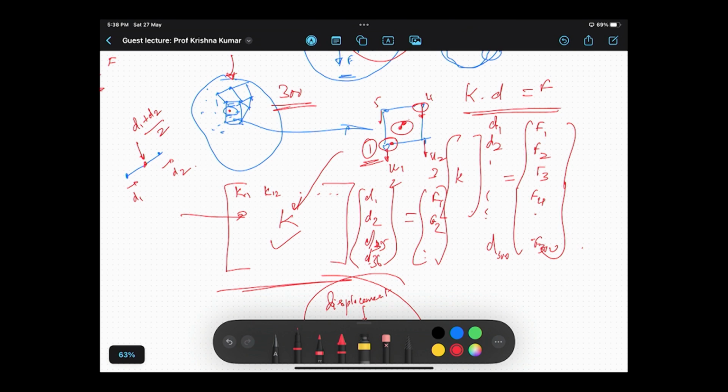Suppose I have 3 blue points in one line. This is a part of that, the chosen elements. Suppose I have an element like this, where I have more blue points, and I define an element using more number of points. Then it need not be linear. It can be quadratic, and so on. So these are called higher order elements.